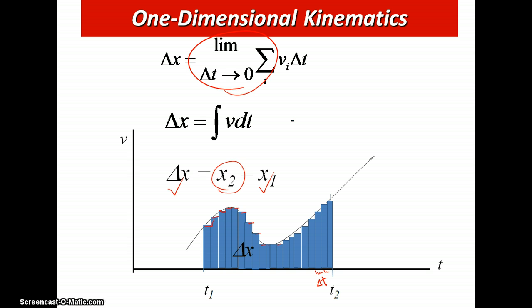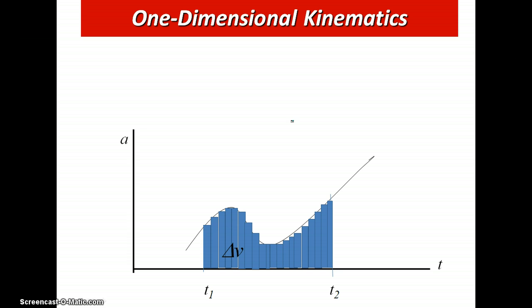Similarly, if we are given a graph of a versus t, the area under the a versus t graph is the change in velocity, the change in velocity from t1 to t2. Again, this is a change in the velocity, not the velocity, but how the velocity changed during that interval. So in order to figure out what the velocity is at the end of the interval, we need to know the change in velocity, that is the area, and we need to know the velocity at the beginning of this interval.